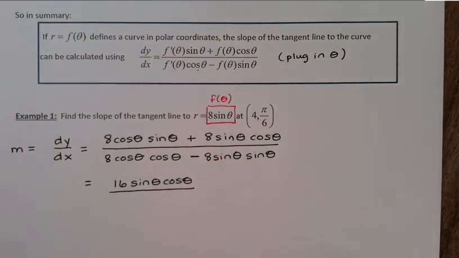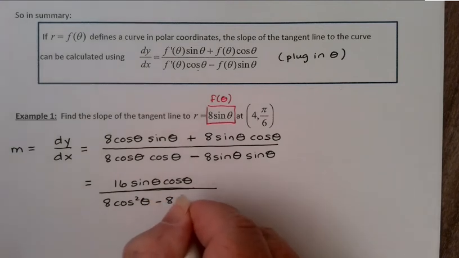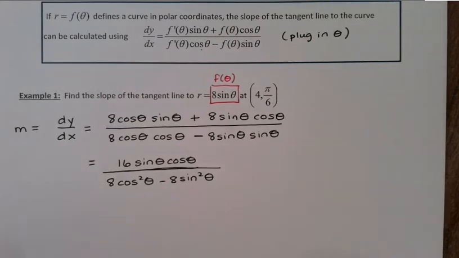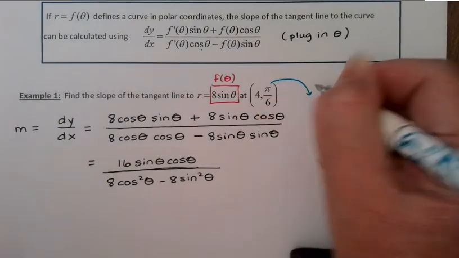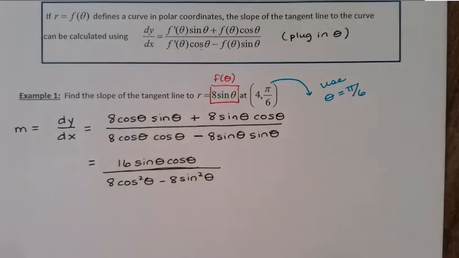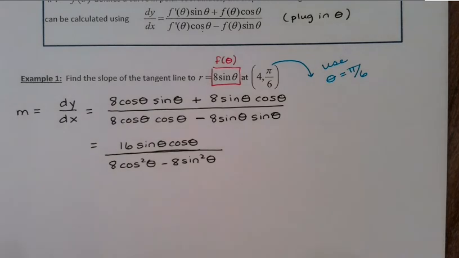Bottom would be 8 cos squared theta minus 8 sine squared theta. All right. Ultimately, I'm going to have to plug in the theta value that I have here, which is pi sixths. And certainly I could plug this in right now if I really wanted to, but it's a little bit of a mess. I'm going to go ahead and play around with the trig a little bit. If you're not wild about that, yes, you really can plug in the pi sixths right now. I'm going to do a little simplifying.